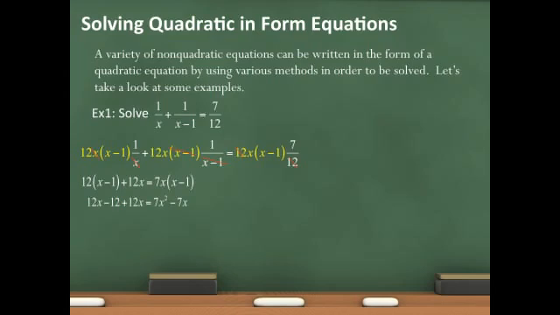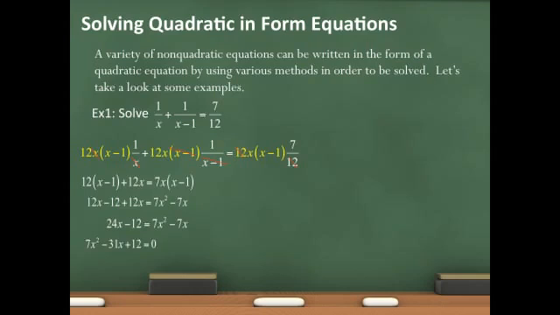Next, we remove the parentheses on both sides of the equation by using the distributive property to multiply and then combine like terms. Notice that the largest exponent in the equation is 2. This means that this equation is quadratic. To solve a quadratic equation, it must be in standard form. That is, the equation should equal 0.